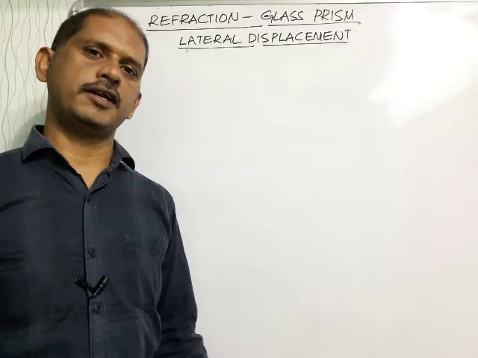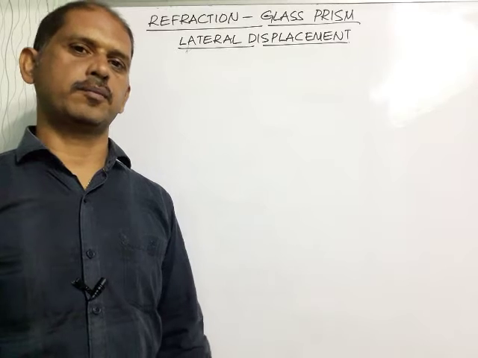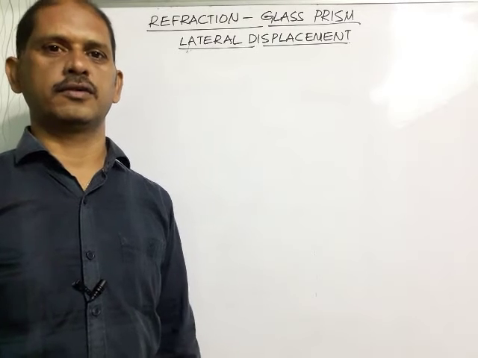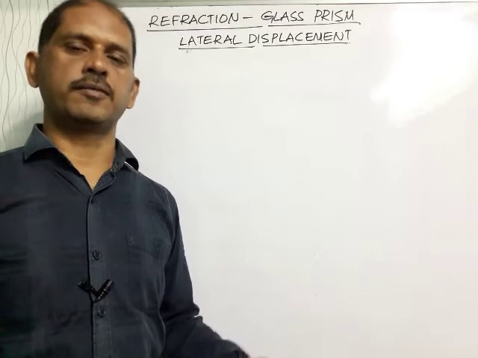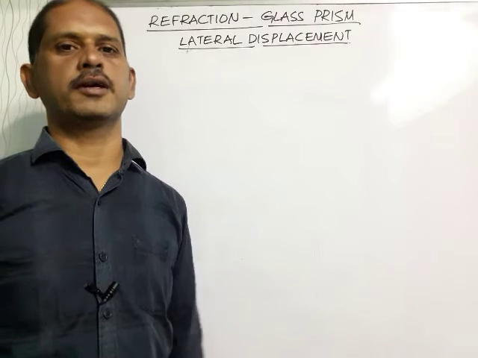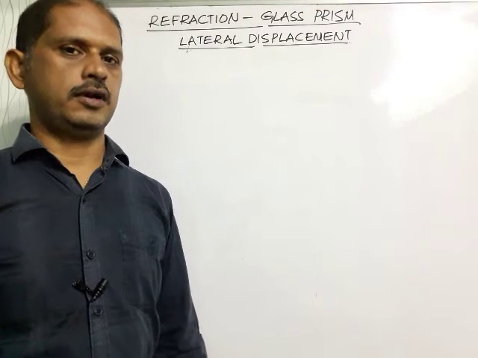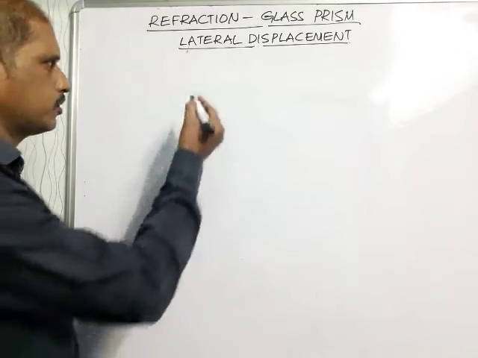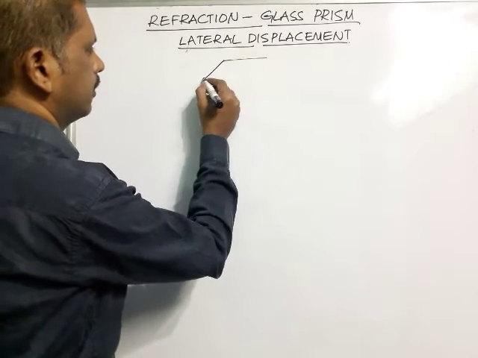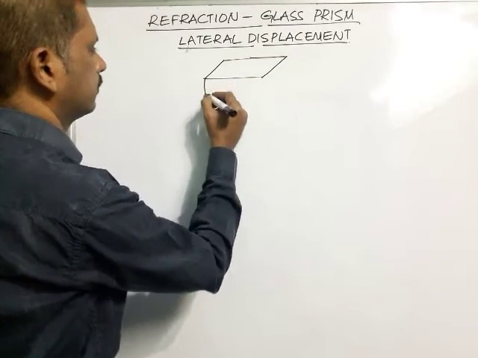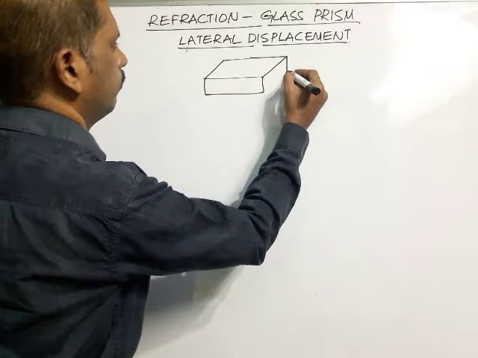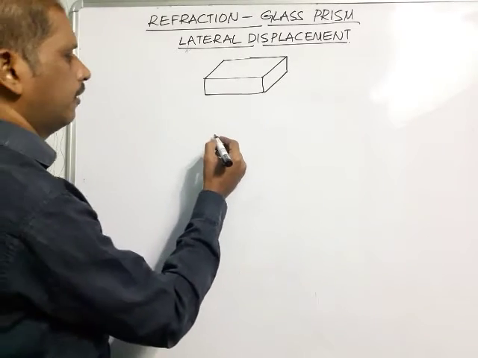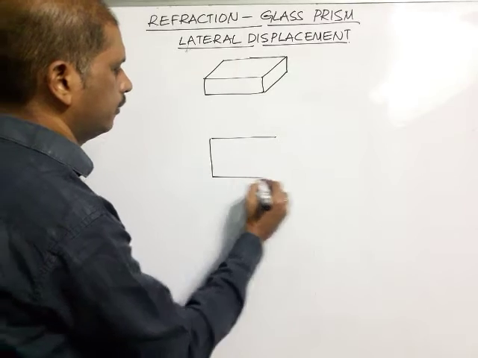We know that when light enters through a material, it can pass through it and emerge out in the same medium. From whichever medium it is incident, in the same medium it can emerge also. So here the glass prism is in a rectangular shape. This is a rectangular glass prism in the shape of a block. This glass prism I will draw as a rectangle only here.